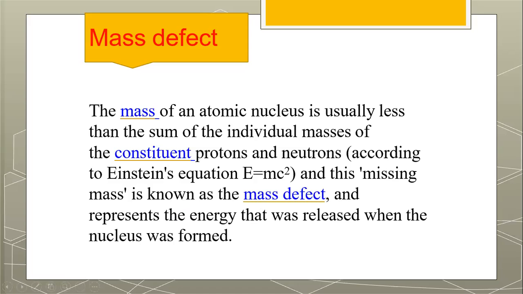The amount of binding energy which was released at that time is known as the binding energy. This missing mass is converted into binding energy, and it represents the energy that was released when the nucleus was formed.